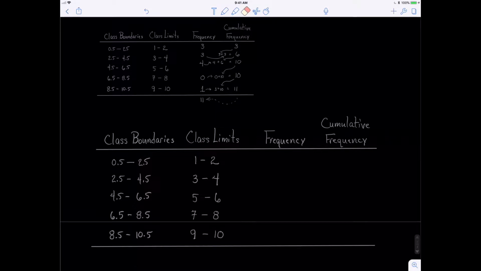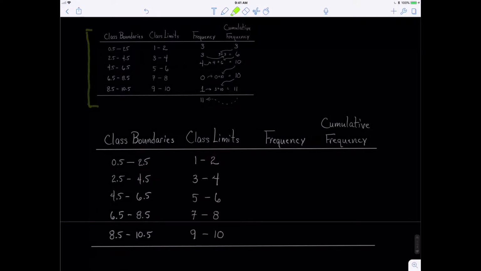Hi, in this video we're going to continue with lesson 9 and we're going to look at two more columns on our frequency distribution. Up above here is the frequency distribution that we made in the last video. I just copied it, shrunk it a little bit, and put this one down below, and we're going to add two new columns. This time they're going to be a relative frequency and a relative cumulative frequency.